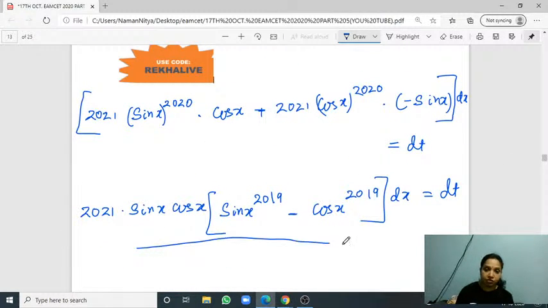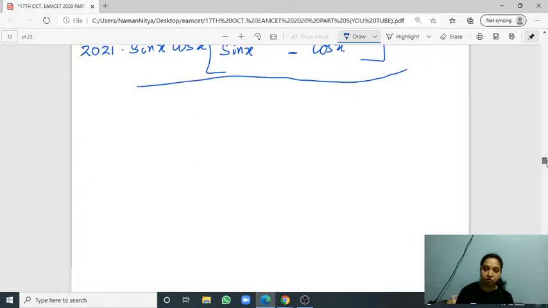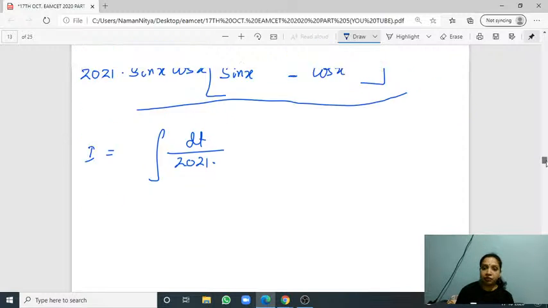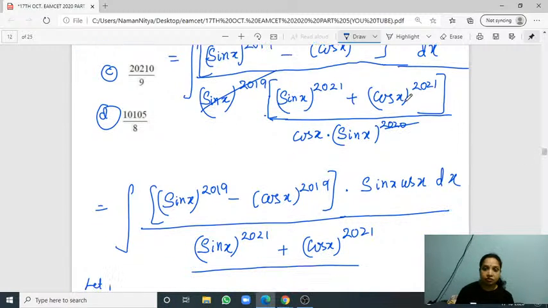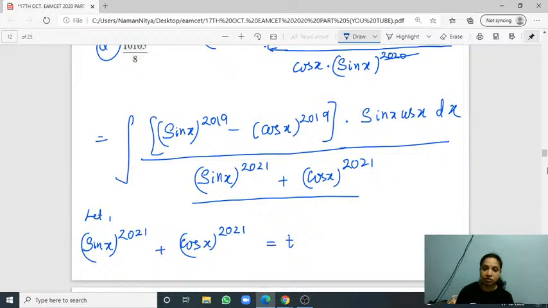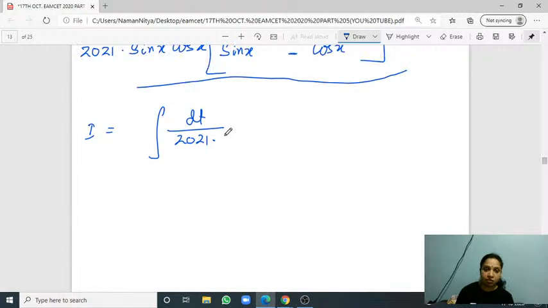So in place of this complete thing, I can just write dt by 2021. So my integration will come as integration dt by 2021 into what we have considered as t. This denominator we have considered as t, so this also we are supposed to write as t. And this is nothing but 1 by 2021 log t.